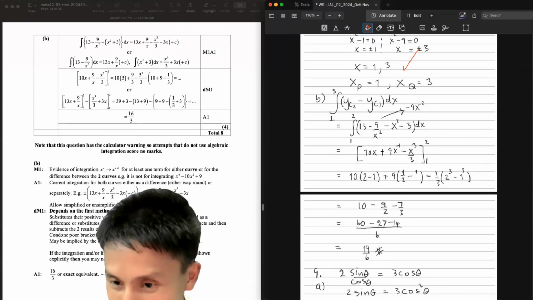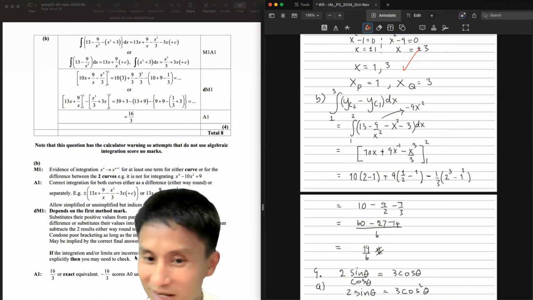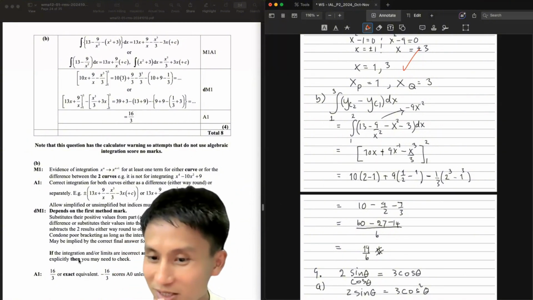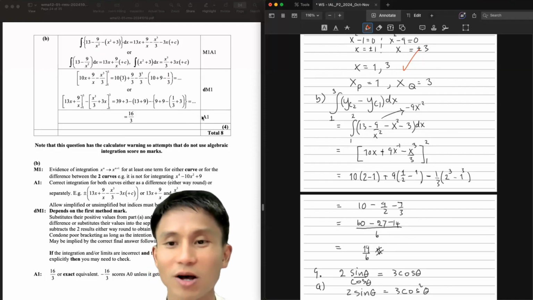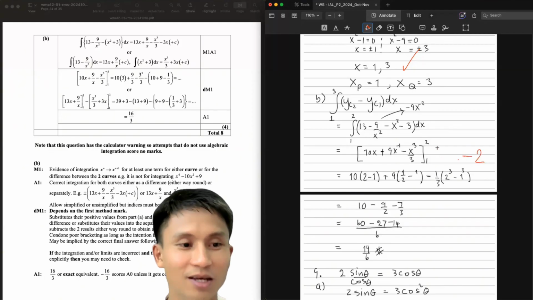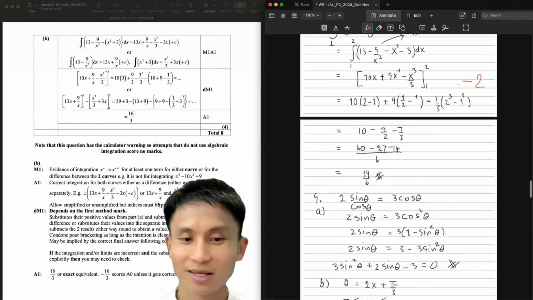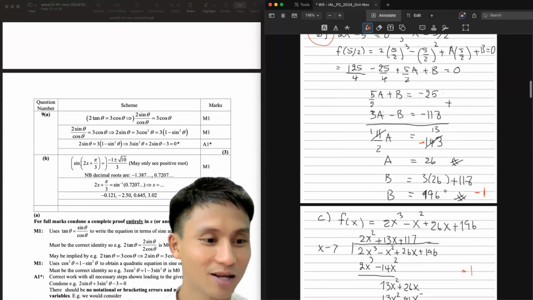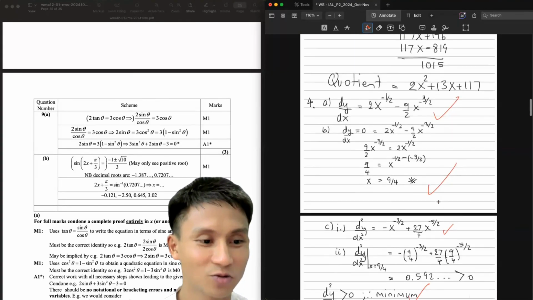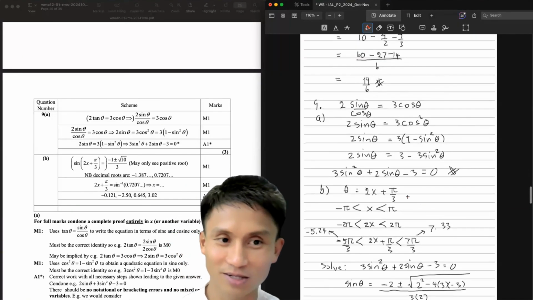Okay, if the integration or limits are incorrect, then the substitution is not shown explicitly, then you may need to check. So I'm not going to get that mark because they require you to substitute for the right bounds. But I did not substitute the right bounds in. Yeah, 4 marks now, right? I lost 2 marks here and another 2 here. And I'm gonna lose more, I bet.